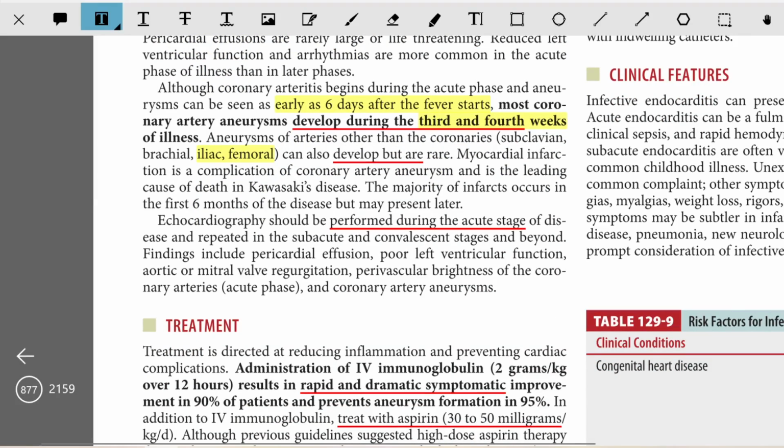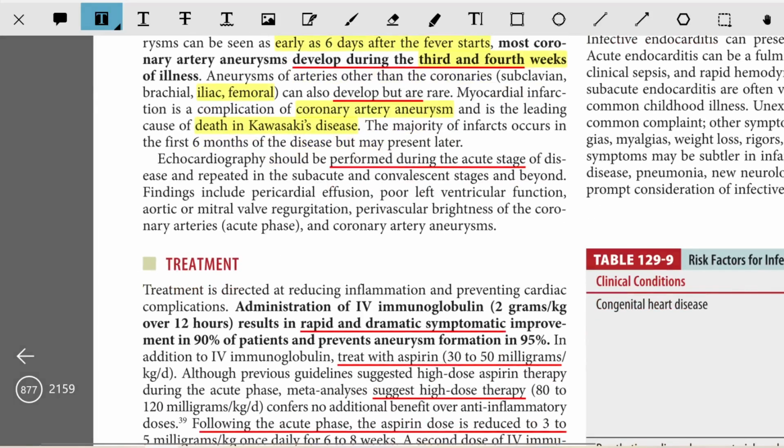Myocardial infarction is a complication of coronary artery aneurysm and is the leading cause of death in Kawasaki's disease. The majority of infarcts occur in the first 6 months of age, but may present later on also. Echocardiography should be performed during the acute stage of disease and repeated in the subacute and convalescent stages and beyond. Findings include pericardial effusion, poor ventricular function, aortic or mitral valve regurgitation, perivascular brightness of the coronary arteries in the acute phase, and coronary artery aneurysms.